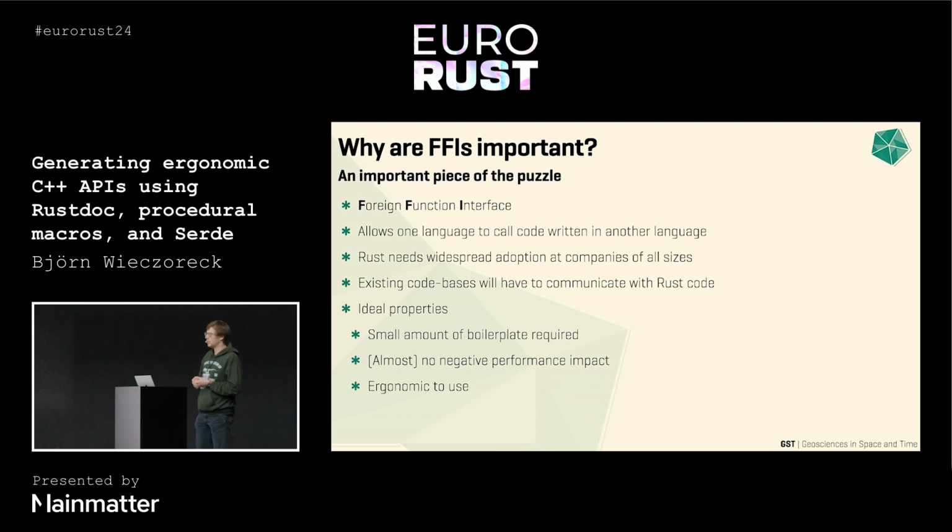So we've written down a couple of ideal properties that we think an FFI should have. Ideally, it has a very small amount of boilerplate that you need to write, because usually we want to write code that adds functionality to something and not boring code like this. While going through this interface, it shouldn't really have a negative performance impact. And ideally, it is very ergonomic to use. That means from the Rust side, the code looks like Rust and follows the idiomatic Rust that we would assume. And from the C++ side, it looks like C++ code.